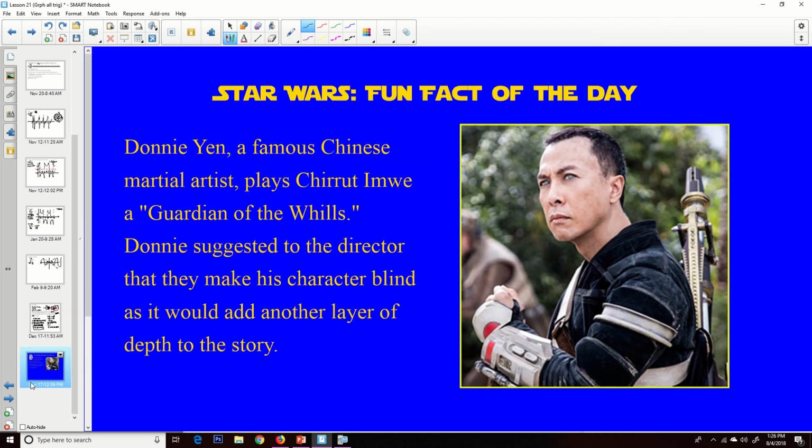But the Star Wars fun fact of the day: Donnie Yen, a famous Chinese martial artist, plays Chirrut Imwe, a guardian of the Whills in Star Wars Rogue One. Donnie suggested to the director that they make his character blind, as it would add another layer to the depth of the story. He wasn't originally blind in the original script.